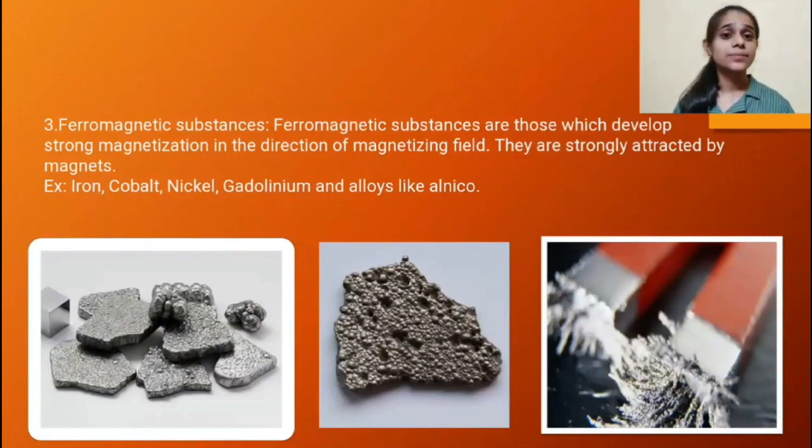So, some of the examples of ferromagnetic substances are iron, cobalt, nickel, gadolinium and alloys like Alnico.